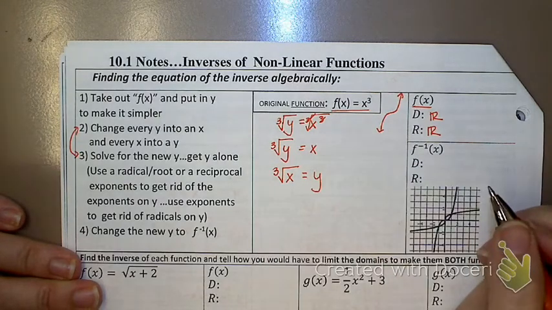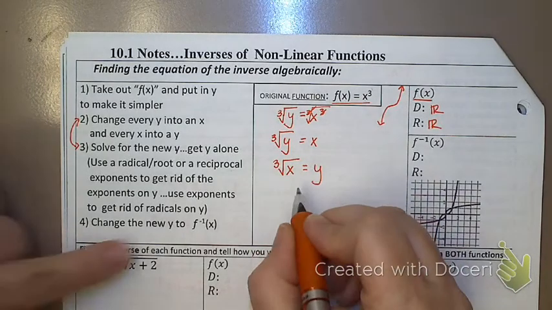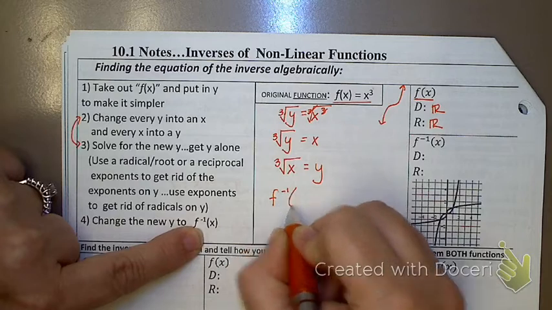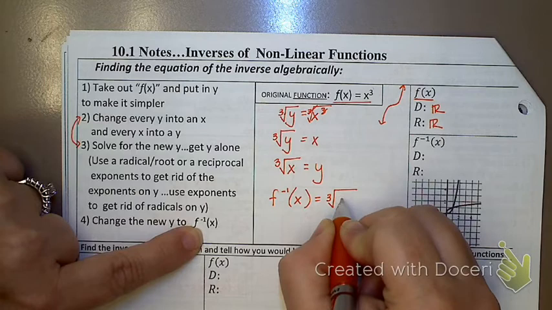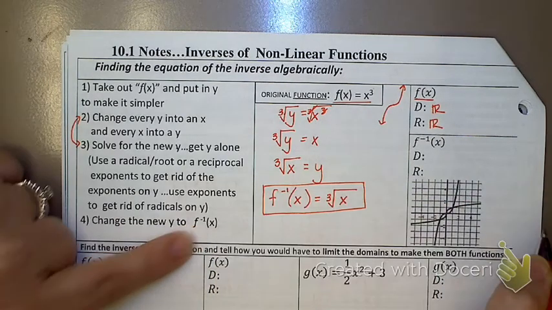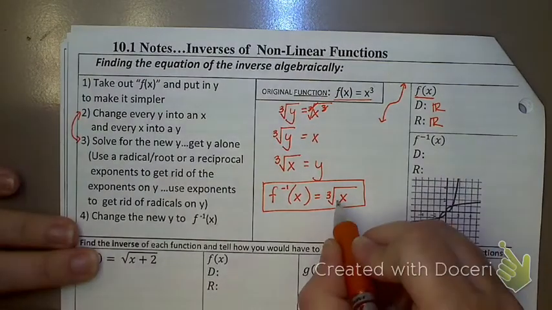Change all my x's to y's and my y's to x's. So there's my equation. Last step, change the y back to my new inverse notation. So f inverse of x is equal to the cube root of x. And that's my inverse. Now, excuse me, my inverse is a cube root.